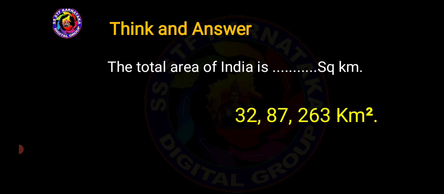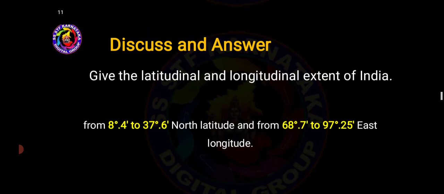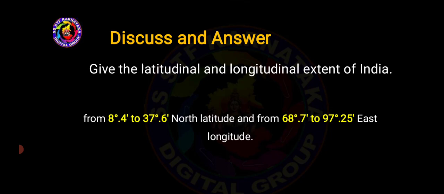So what is the total area of India, children? 32,87,263 square kilometers. Which latitude passes through the middle of India? Tropic of Cancer, 23.5 degree north latitude. If a question is asked, what is the latitudinal and longitudinal extent of India, what will you write? 8 degrees 4 minutes to 37 degrees 6 minutes north latitude, and from 68 degrees 7 minutes to 97 degrees 25 minutes east longitude.